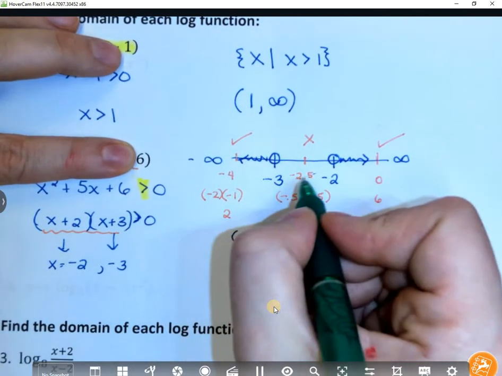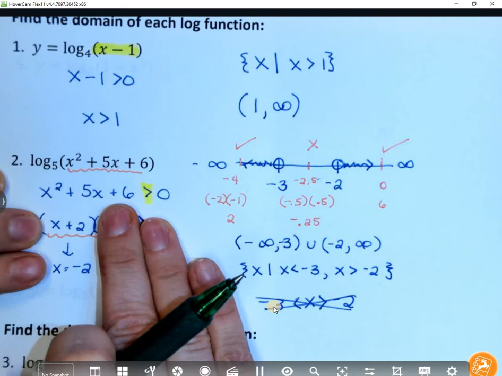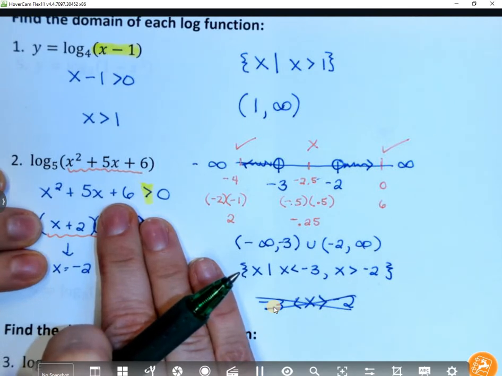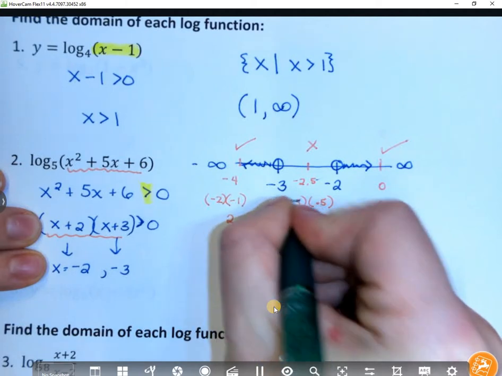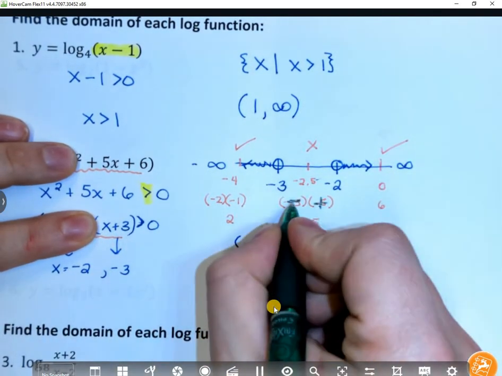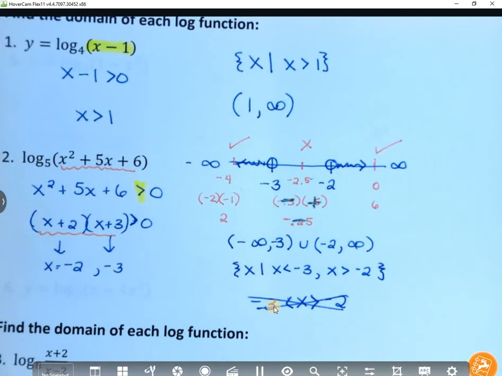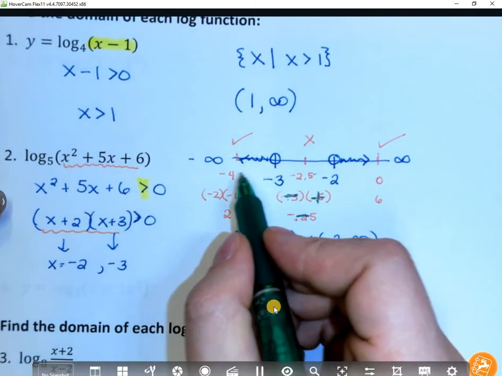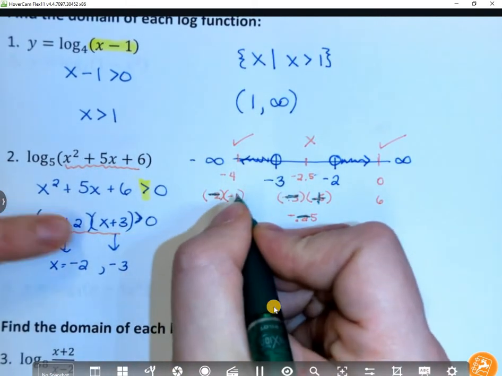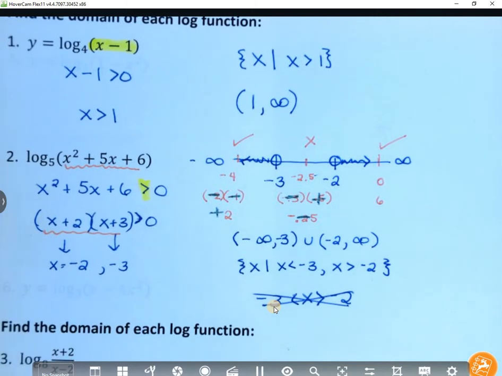If I picked -2.5 and plugged it in, all I need to think for this, if I plug -2.5 in, would it be positive or negative? Negative. If I plugged -2.5 in, it would be positive. A negative times a positive is a negative, and that's all I really care about. I don't care about what the exact value is. I really only care about the signs. Same thing here. If I plugged in -4, that would be a negative. That would be a negative, so the full answer is positive. That's all I care about. Yes?